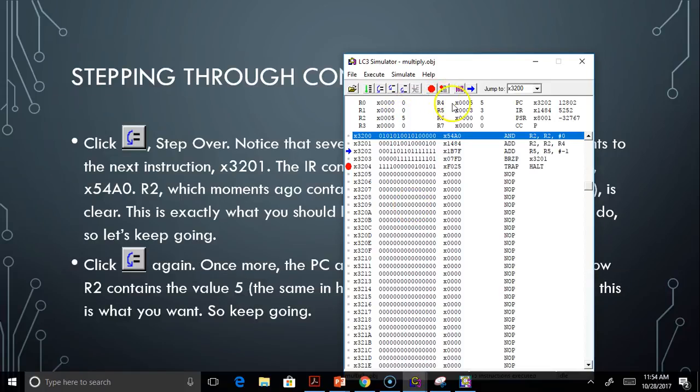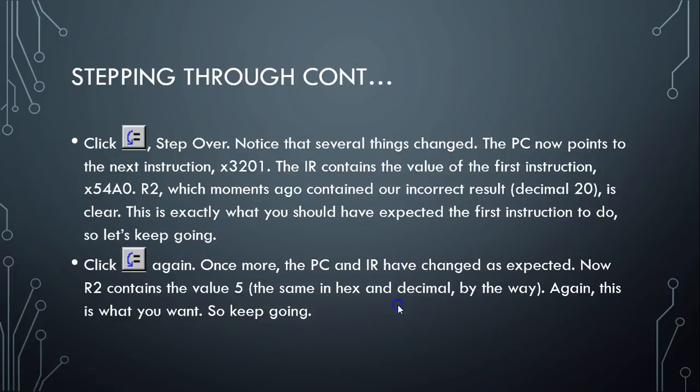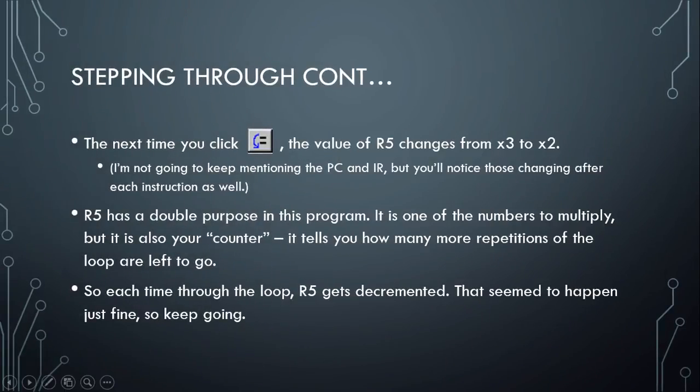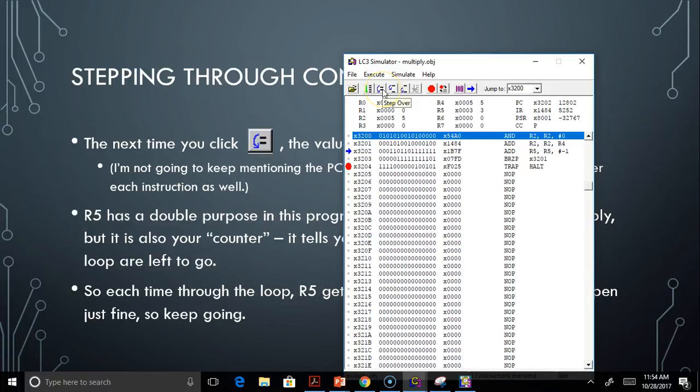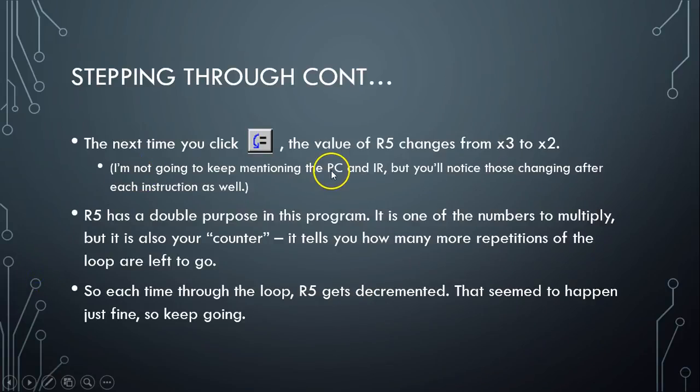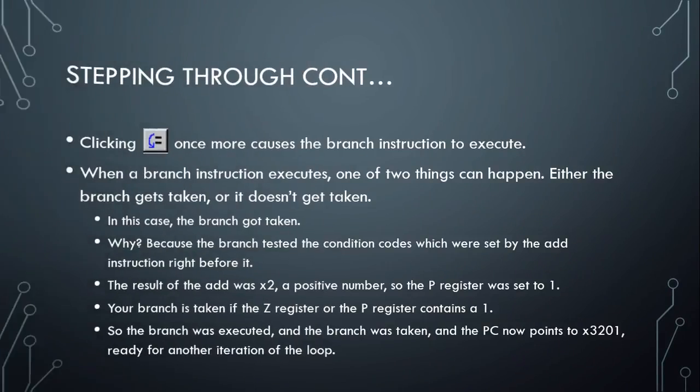So if we look, register 5. Now the next time, if we click it, we should see the value of register 5 change from 3 to 2. So let's go ahead and click that again. You can see that has changed. We're not going to keep mentioning the program counter and instruction register, but you can notice those keep changing after each instruction. Register 5 has a double purpose in this program. It is one of the numbers to multiply, but it also acts as your quote-unquote counter. It tells you how many more repetitions of the loop are left to go. So each time through the loop, register 5 gets decremented. That seems to happen just fine, because it went from 3 to 2.